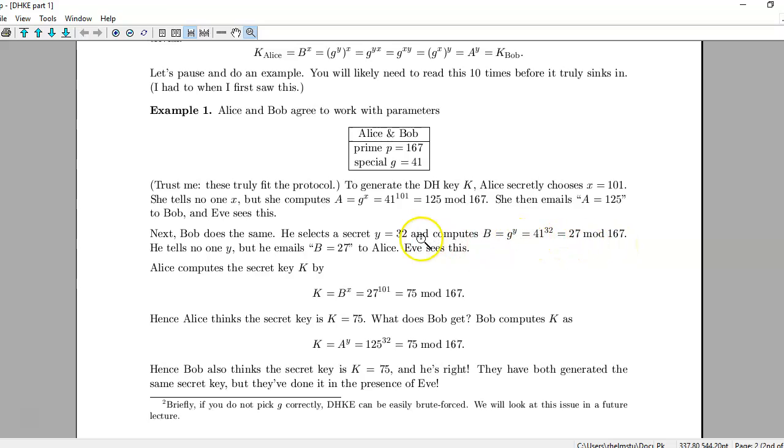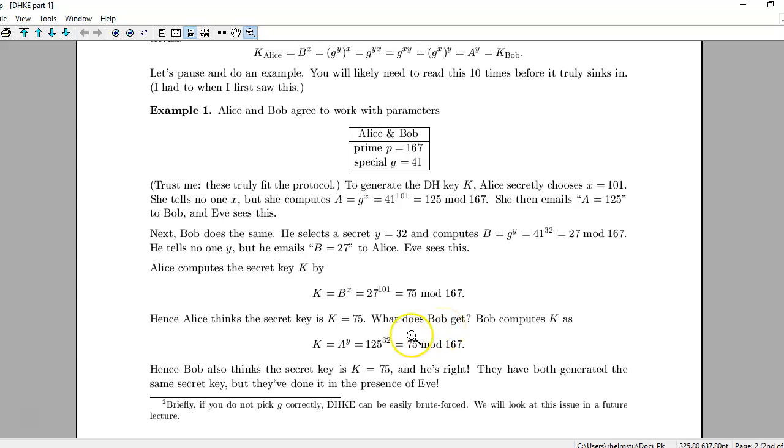So he doesn't tell anybody in the world that 32 is his secret, but he does tell Alice that, hey Alice, B is equal to 27. So now Alice knows that, but of course so does Eve. So here's what Alice does to compute her secret. Remember, she computes b to the x. So b she knows because Bob just told her is 27, and she knows her own secret, which is 101, and you can punch this into your modular calculator and see that 27 to the 101 is 75. So Alice thinks the key is 75, all right?